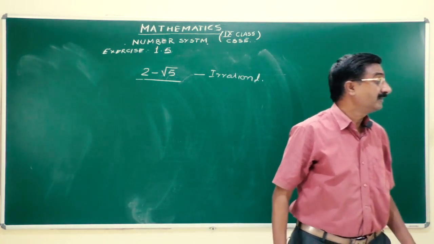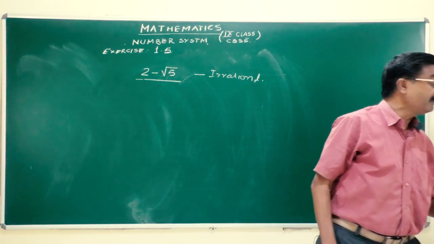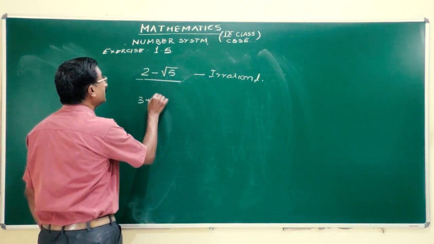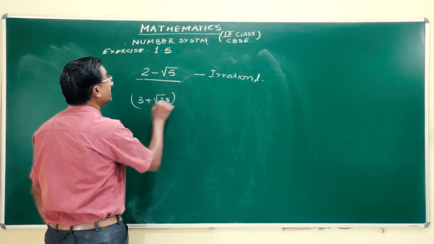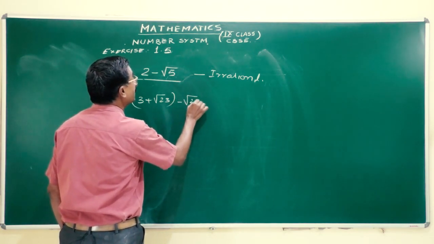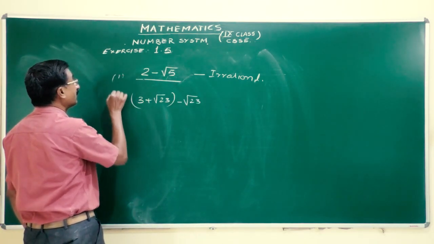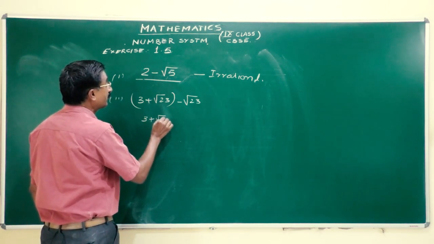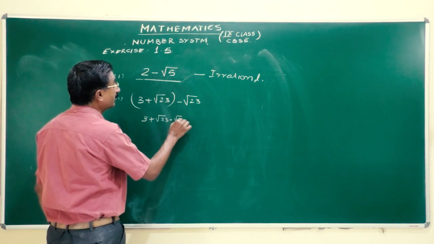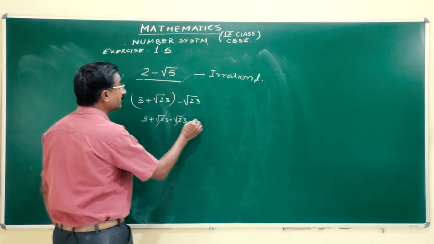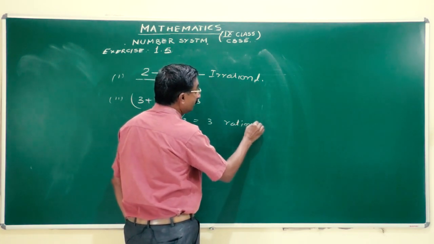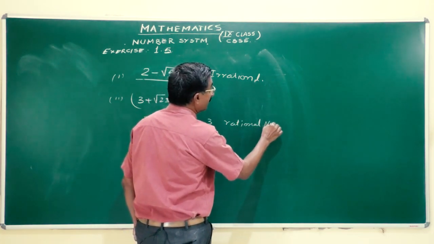Second one: 3 plus under root 23 minus under root 23. So this is the first one and this is the second one. If you solve it, that is 3 plus under root 23 minus under root 23, so this will cancel, and it is equal to 3. So this is a rational number.